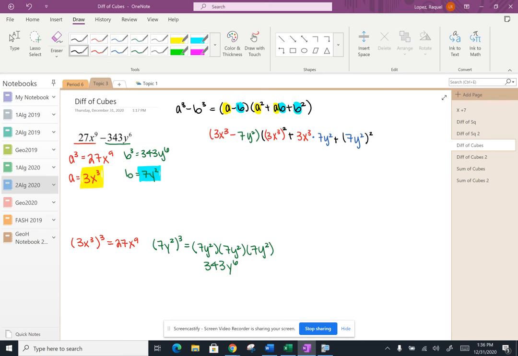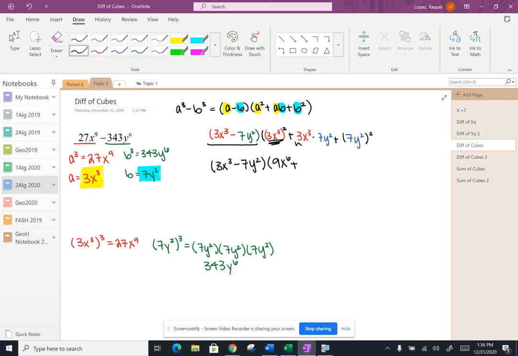Okay, the next thing I want to do is simplify. When I look at this first quantity, there is nothing I can simplify, so I'm just going to bring that down: 3x cubed minus 7y squared. That stays as it is. The next thing I'm going to do is simplify that first term. So 3x cubed to the power of 2. Well, 3 squared is 9. And then x to the third to the power of 2. Remember, power to a power, we multiply. So that's going to give me x to the sixth.